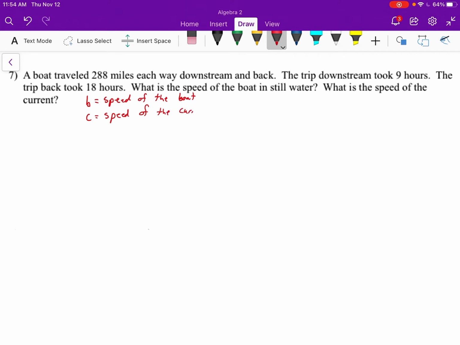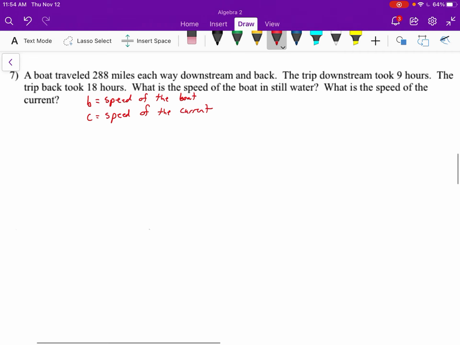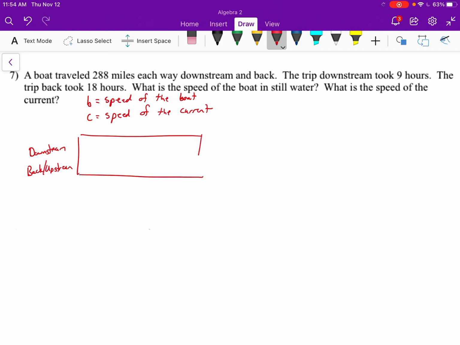Now this still fits the idea of rate times time equals distance. It's just that our rate is a little bit different here. So I'm going to still set up a table. We're going to have downstream and back, which is also called upstream, although I don't think they use that term in this question. And we're going to have a rate, a time, and a distance.